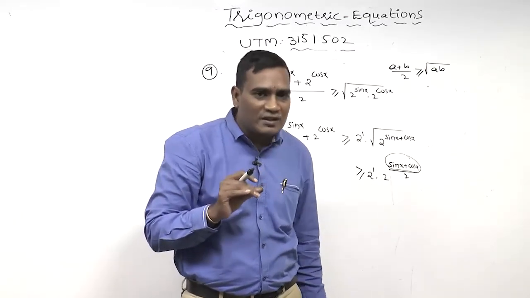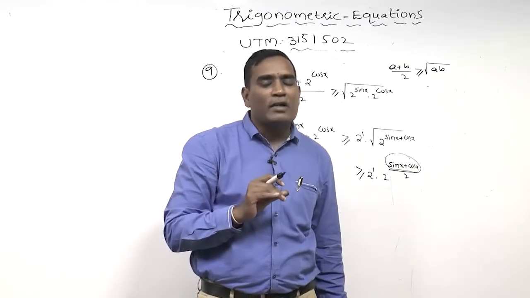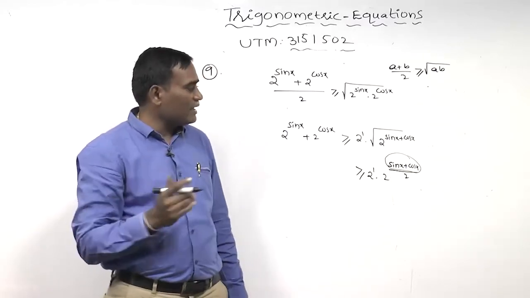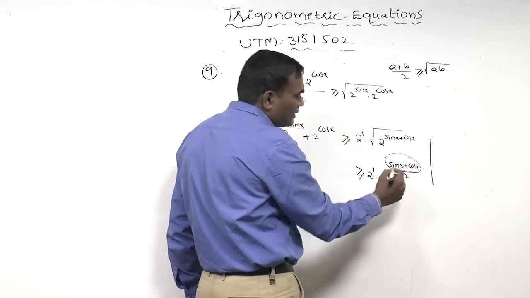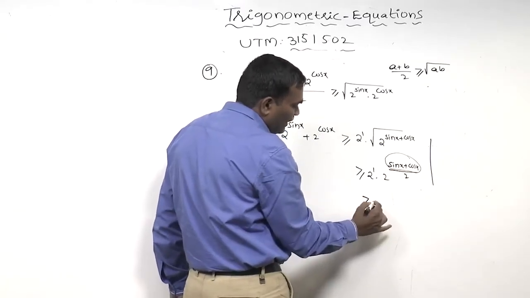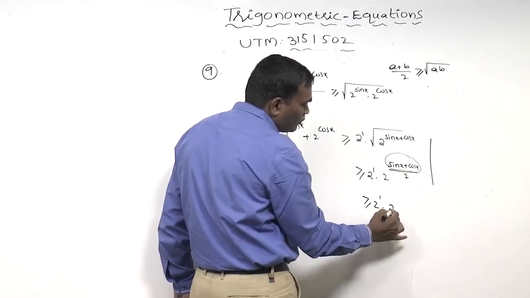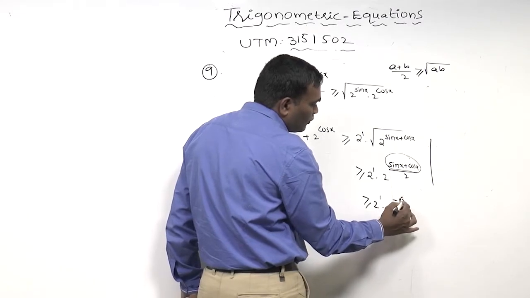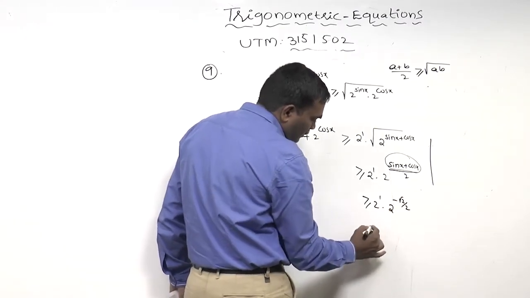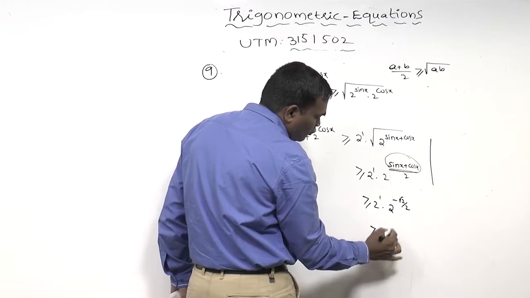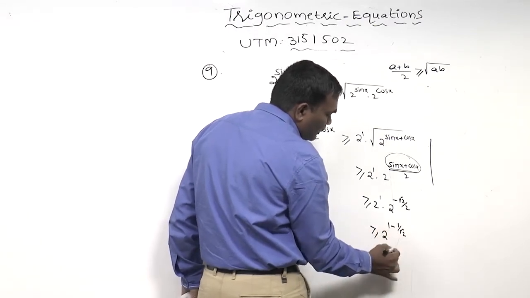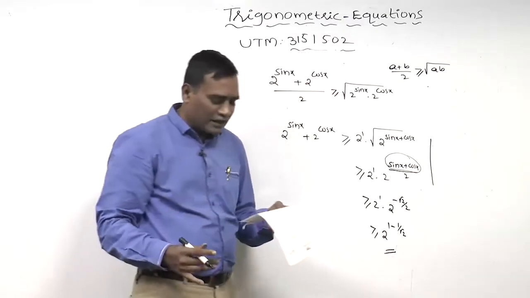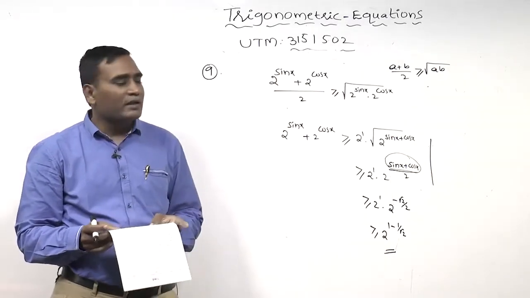Minimum value of a cos x plus b sin x is minus root of a square plus b square. That's why the minimum value is minus root 2. It is greater than or equal to 2 power 1 into 2 power minus root 2 by 2, which is greater than or equal to 2 power 1 minus 1 by root 2. So what is the answer? 2 power 1 minus 1 by root 2 is there in option D.